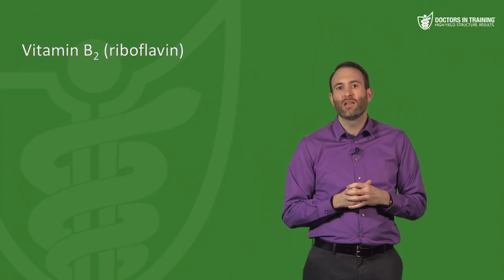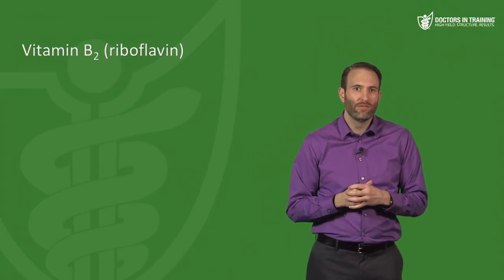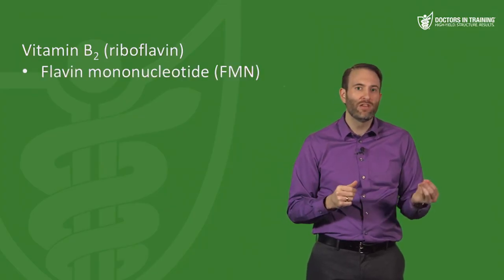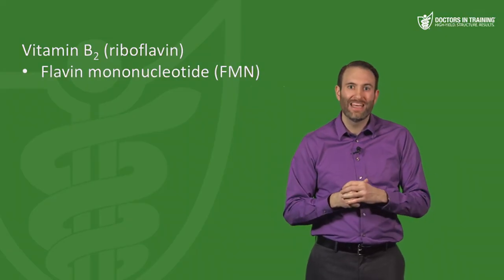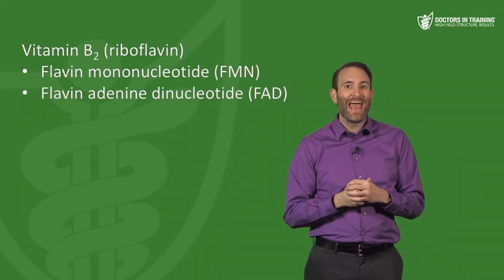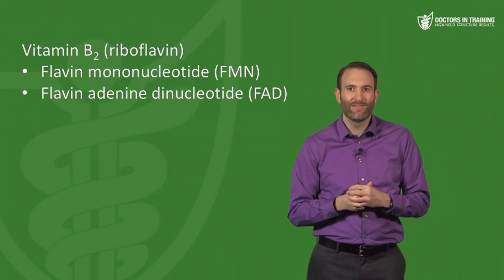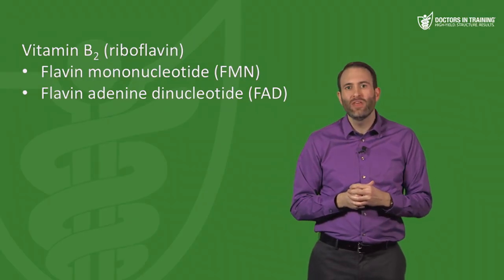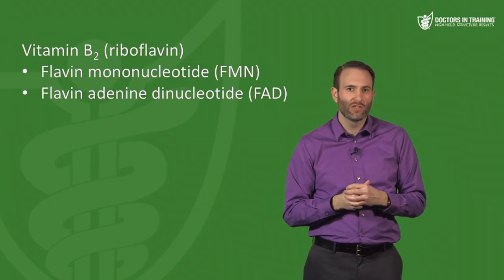Let's move on to vitamin B2. B2, also known as riboflavin. So there are two biologically active forms of riboflavin. So the riboflavin can be flavin mononucleotide, so FMN, and you can also have flavin adenine dinucleotide, so FAD. Now, both of these are cofactors for redox reactions.